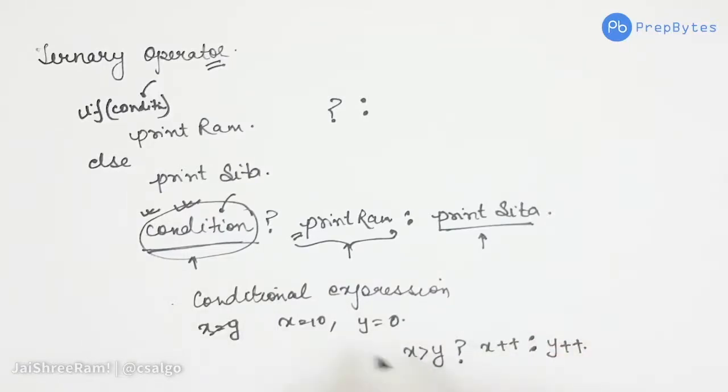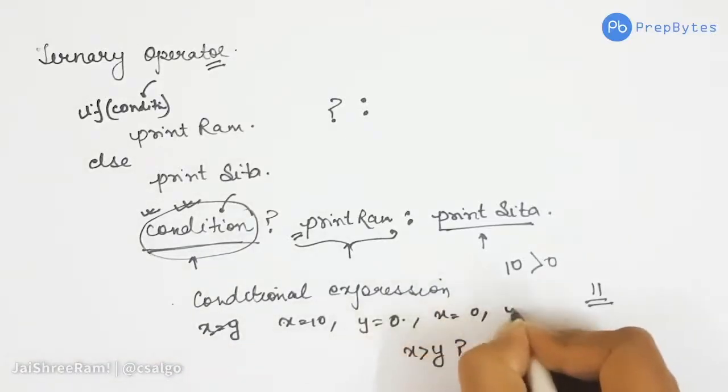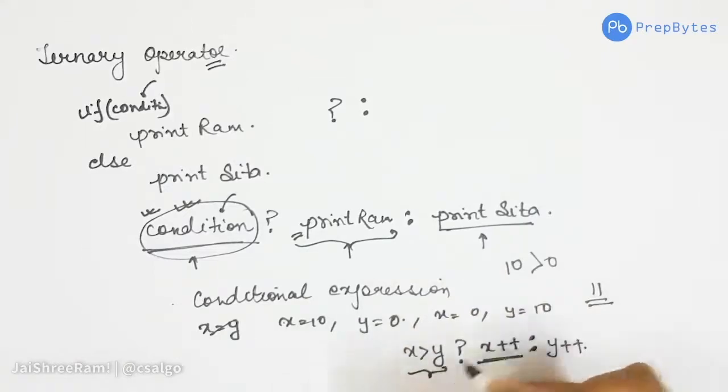So here we have x as 10 and y as 0. Is 10 greater than 0? Yes. So x plus plus, the increment operator on x, will work, and the value of x will be incremented to 11. If it were otherwise, if x had been 0 and y had been 10, then this condition would have given me a false value. False stands for 0. Whenever I say true, that means 1, and false means 0. So this gives me 0 or false, so y plus plus gets executed and y gets incremented. This is how conditional expressions work.